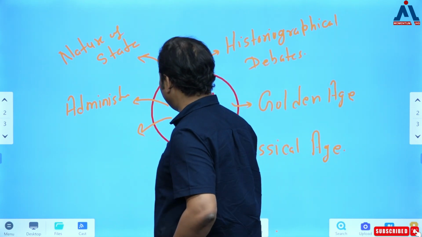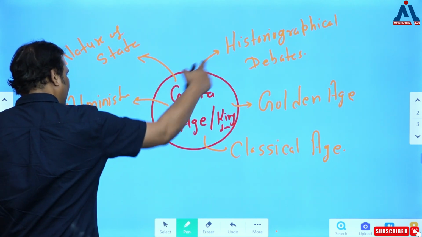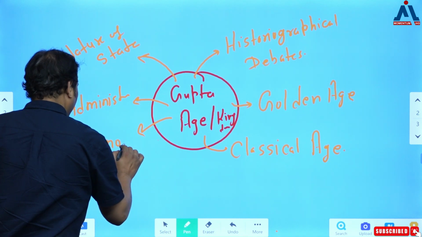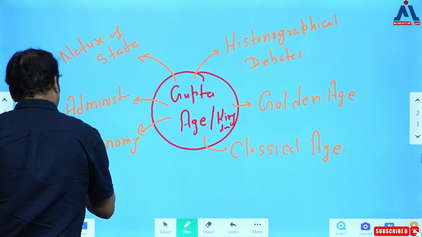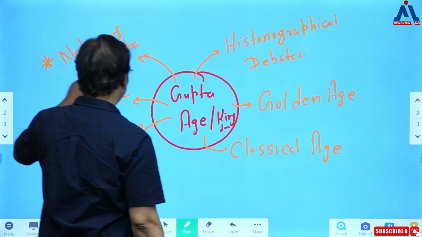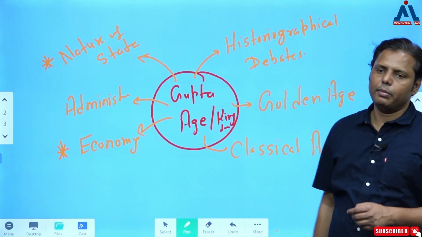What next, which is important here. Now, there's another very important debate that we find. This is pertaining to the Gupta economy. This is a very important dimension from where you can find the questions. The way I told you, the nature of state remains very different. In the same way, the Gupta economy remains very different.